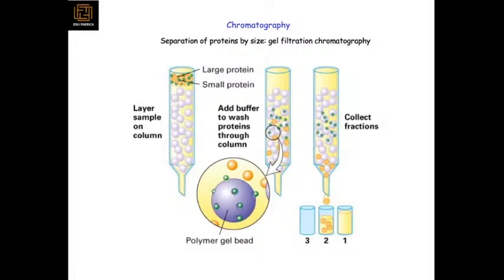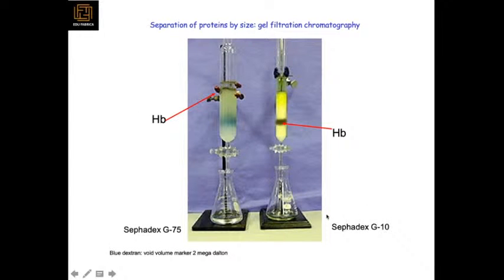So in this gel filtration chromatography, you layer the sample on the column, then add buffer to wash through the column, then you collect your fractions. So this is how gel filtration chromatography is done in practicality. You have a Sephadex G75 gel and you have a Sephadex G10 gel, and then you add your samples.